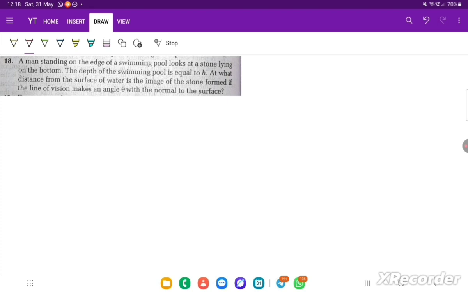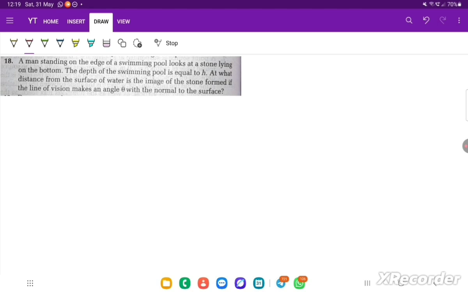But here it is asked about a generalized case when we are observing at an angle theta with the normal to the surface. So if we can solve this, we'll later on put theta equals 0 degree and we'll get our conventional result that real depth upon apparent depth is mu. So we'll prove that. But let's start with the problem. I'm reading it out first.